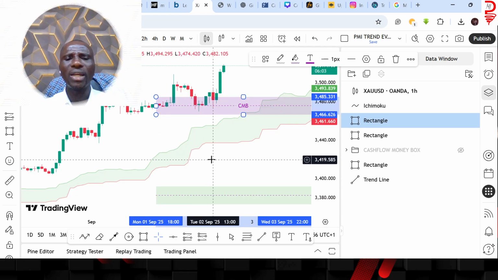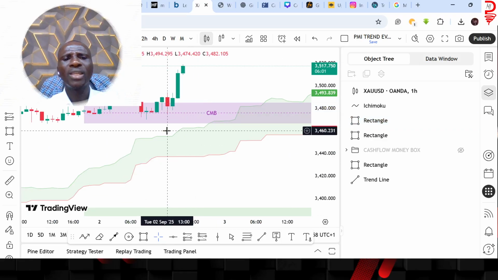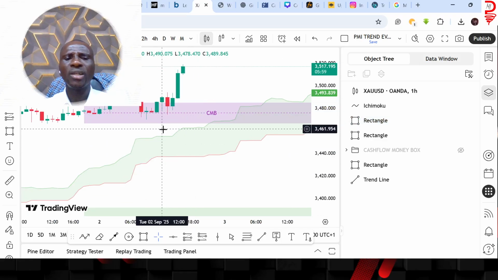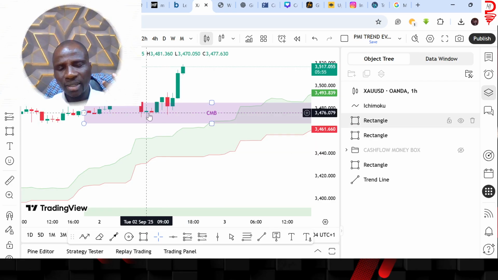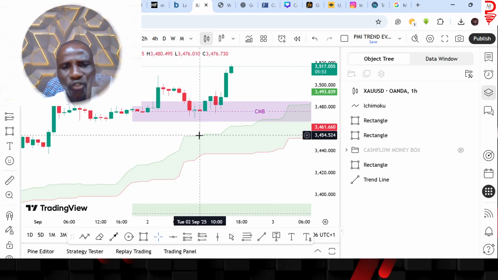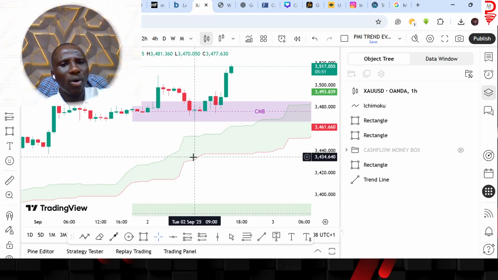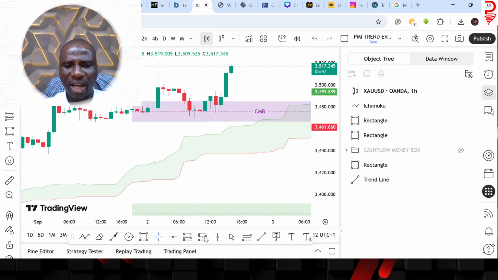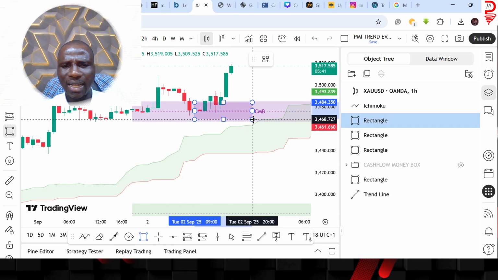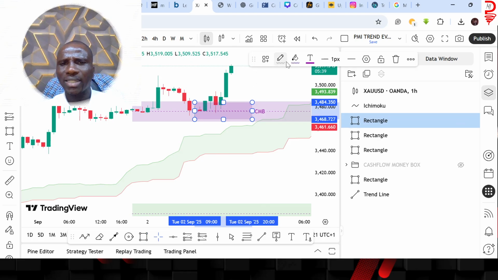1 hour, and on the 1 hour you are looking out for an engulfing move from the cash flow money box with 2 consecutive candles showing an engulfing move, and that is what you will mark as your entry box. I marked this, that was how I marked it.